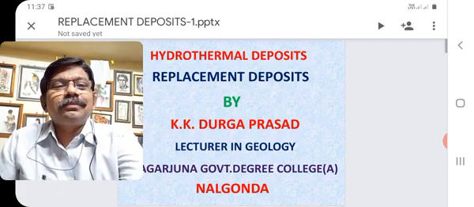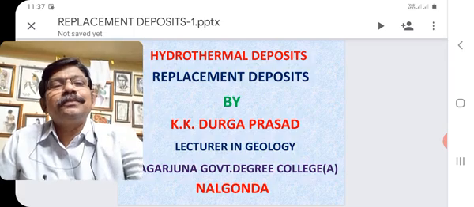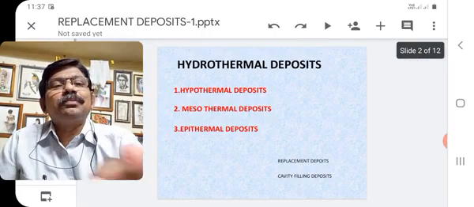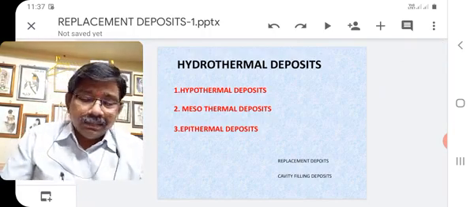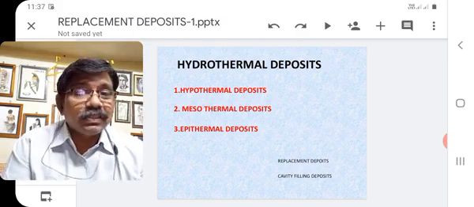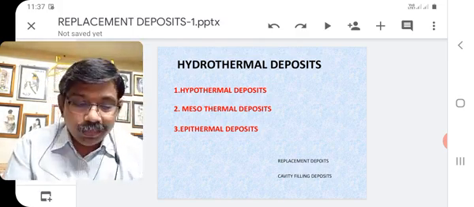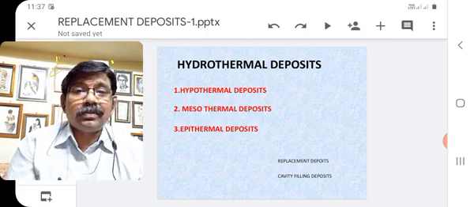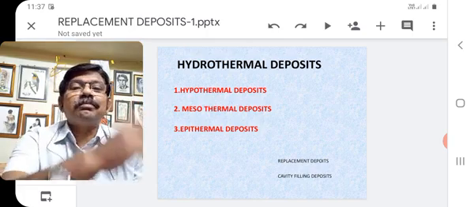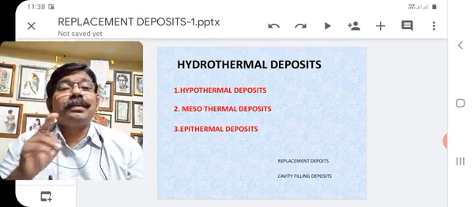It will be better, because you can easily understand that, right? You can easily understand when I move it. On the basis of the temperature, I didn't write the temperature. What are the temperature limits against those deposits? Because you have to remember one thing. If you see the hypothermal deposits, what is its temperature? Immediately you have to get that temperature.